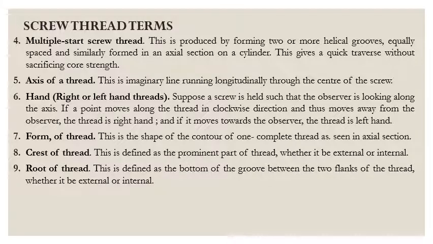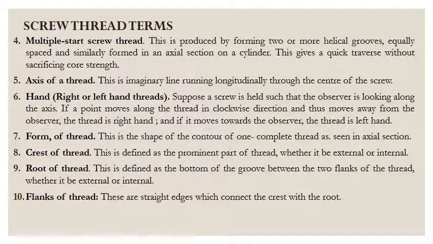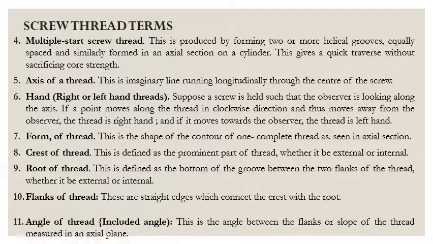The bottommost part of the thread is nothing but the bottom of the groove between the two flanks of a thread, whether it may be external or internal. This can be defined as the bottom of the groove between the two flanks of the thread, whether external or internal. That is what we call the root of the thread. Flanks of thread. These are straight edges which connect the crest with the root. So between any two such flanks, the bottommost part of the groove we call the root.